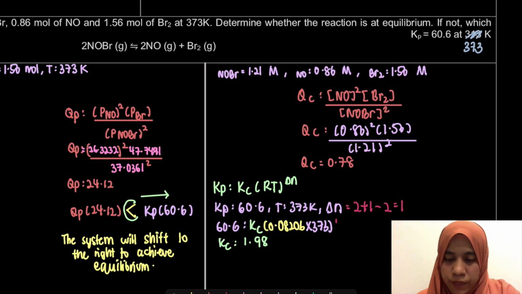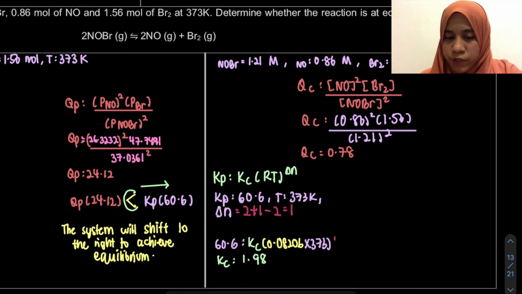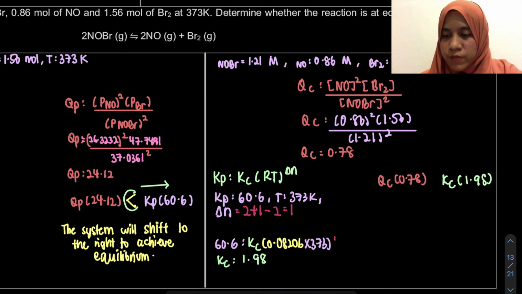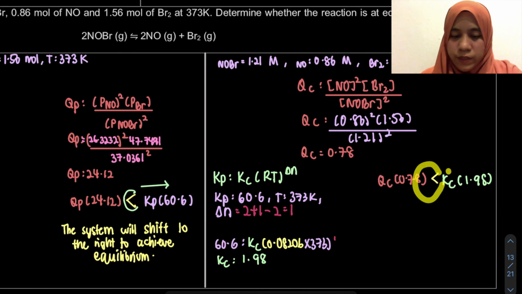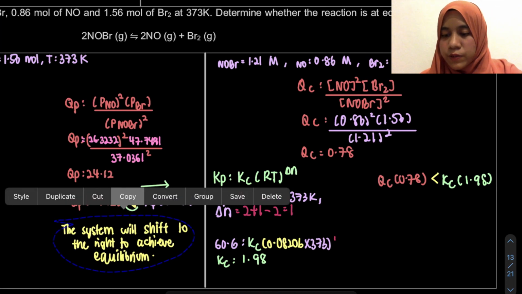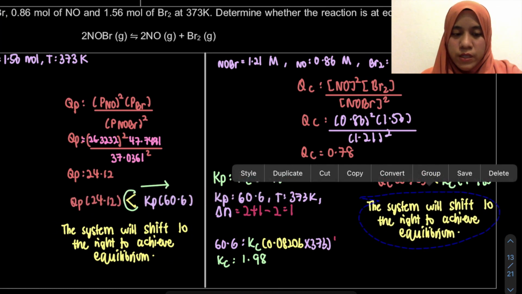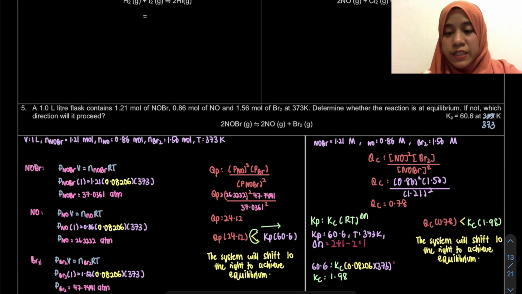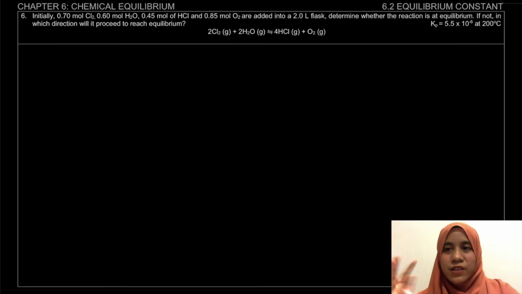Okay, so we get Kc as 1.98. So now we can compare Kc with Qc. Our Qc is 0.78, and our Kc is 1.98. So which one is bigger? Our Kc is bigger, so Qc is smaller. Then from here we know that the system will shift to the right. This one is the same too. So either way you find it, you will get the same answer. Up to you. So that's it, the last calculation for 6.2. If you are unsure, no worries, you can try example number 6 yourself. So that's it, the last of 6.2.